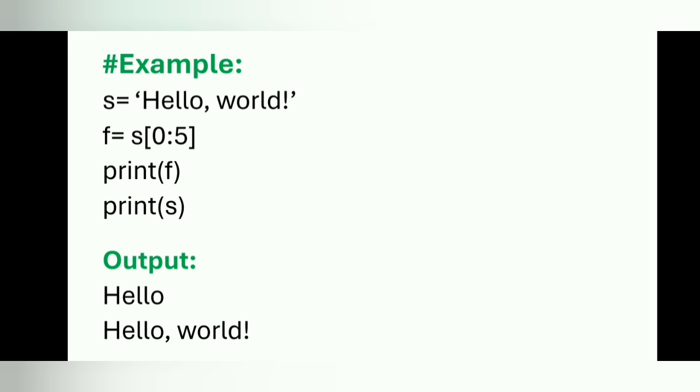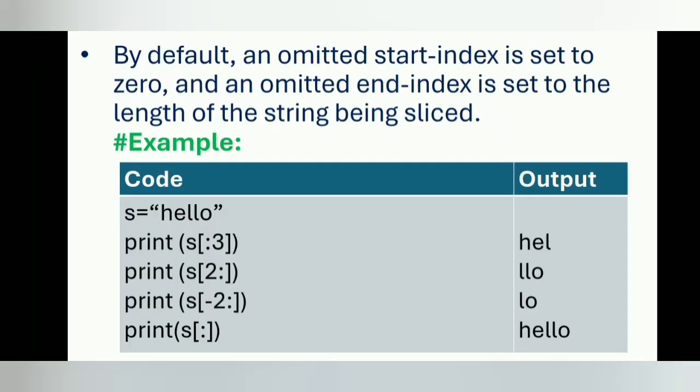By slicing and storing the resulting substring in another variable, you can have both the whole string and the substring handy for quick, easy access. In this example, we have both the original string hello world, which is assigned to the variable s, and the substring hello, which is stored in the variable f. By default, an omitted start index is set to 0 and an omitted end index is set to the length of the string being sliced.